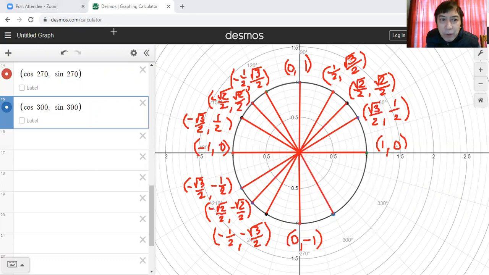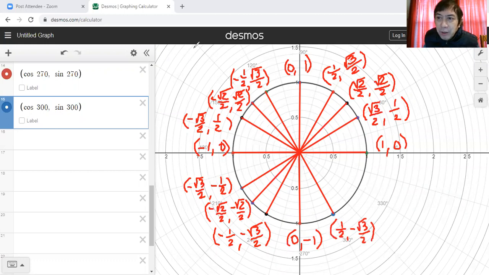And the coordinates for this will have a positive x and a negative y. A positive x and a negative y. So we shall put the positive 1/2 for the x and a negative square root of 3 over 2 there. So these will be the coordinates for the 300 degrees.